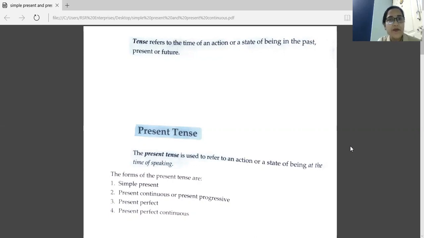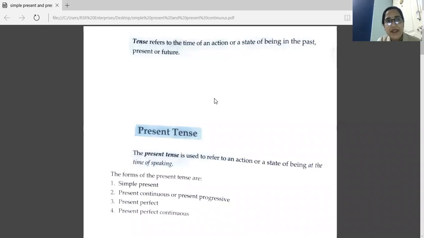It's given here. Tense refers to the time of an action or a state of being in the past, present, or future. Tense means time. It shows when, or at what time, the action is done or the verb is done, whether it's past time, present time, or future time. Okay. Now, in the tenses, you need to know three forms of verbs also.